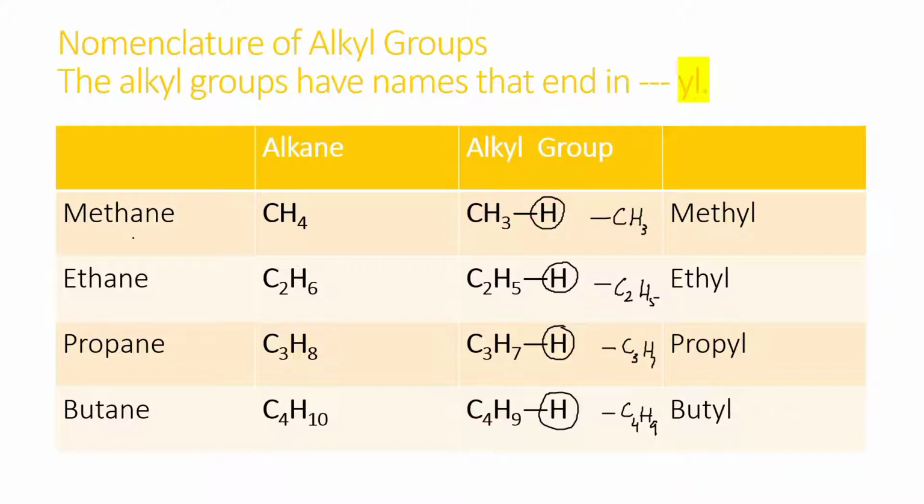From methane, we just remove the word ending "ane" and replace it with "yl" for an alkyl group. Like when methane loses one hydrogen, it changes into a methyl group. When ethane loses one hydrogen, it becomes an ethyl group. When propane loses one hydrogen, it becomes a propyl group. When butane loses one hydrogen, it becomes a butyl group. So that is how we get alkyl groups. So again, how do we get alkyl groups? We get alkyl groups from alkanes when any alkane loses a hydrogen atom.